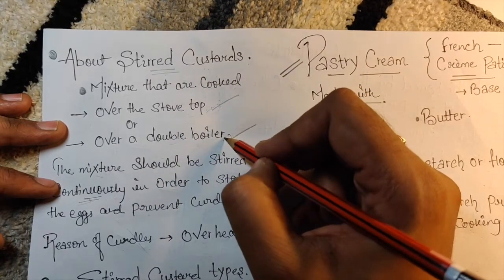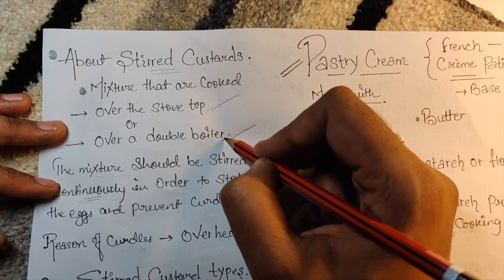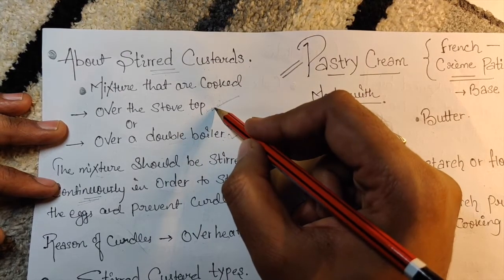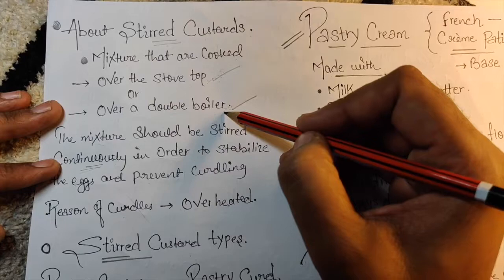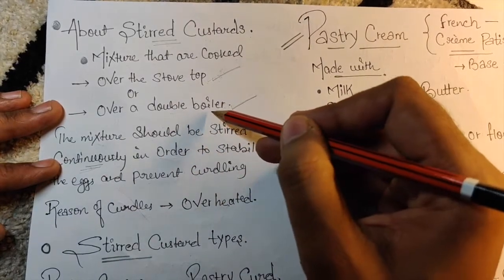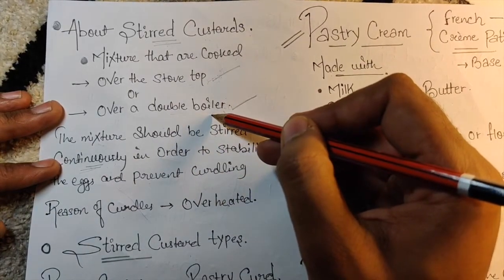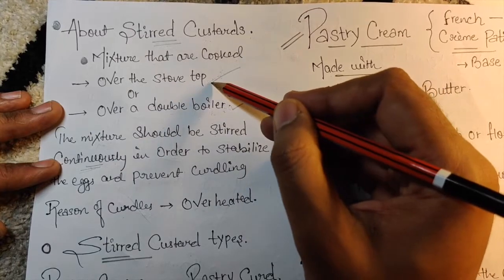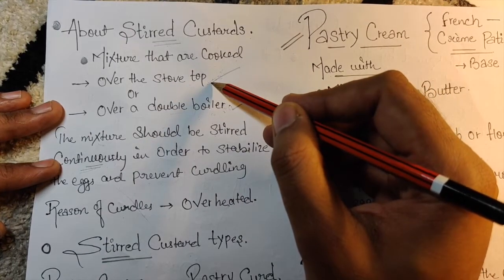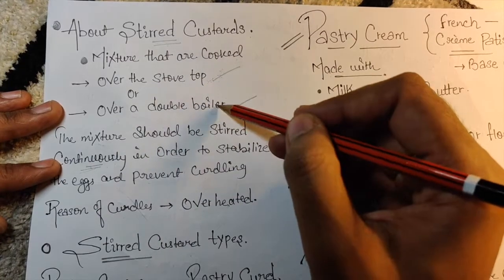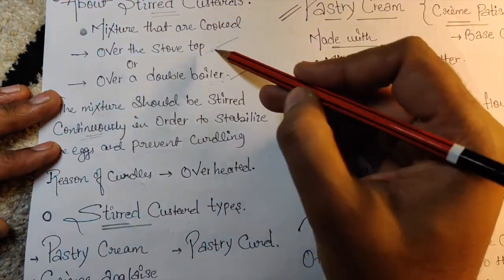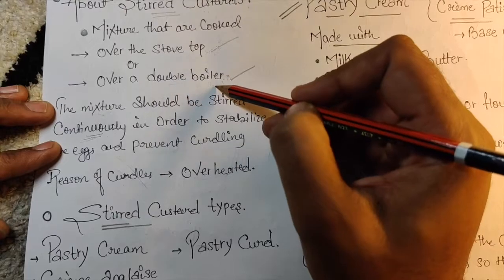Clear? If you cook it directly on top, it's going to be dense, whereas with the double boiler it's going to be light and fluffy. The double boiler is going to be lighter because it is indirect heat, meaning the steam is going to cook it. But cooking on the stove is direct heat. Get my point? So the results are a bit different, but this is what comes under stirred custard.